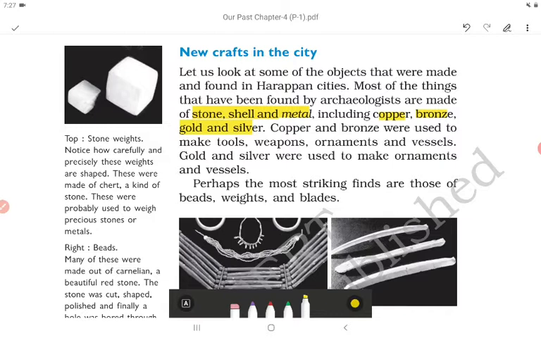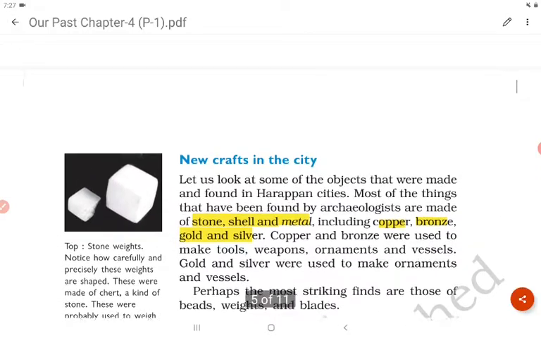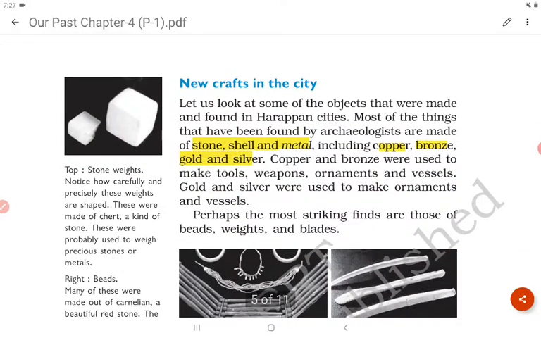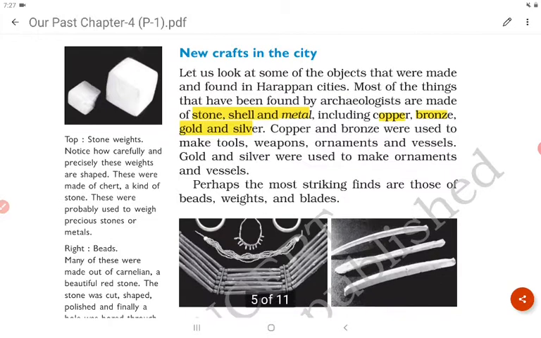Perhaps the most striking finds are those of beads, weights, and blades. The top one: these are stone weights. Notice how carefully and precisely these weights are shaped. These were made of chert, a kind of stone. These were probably used to weigh precious stones or metals.